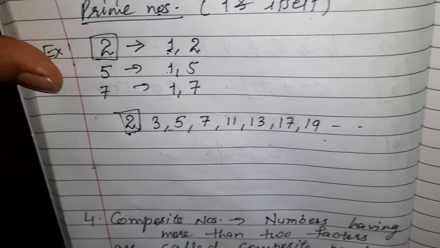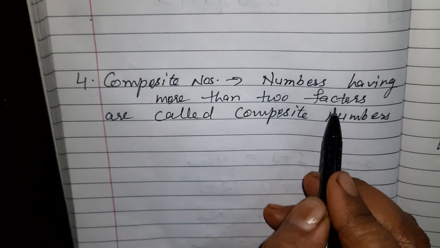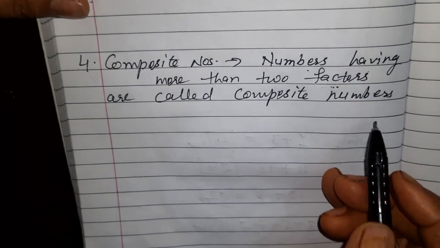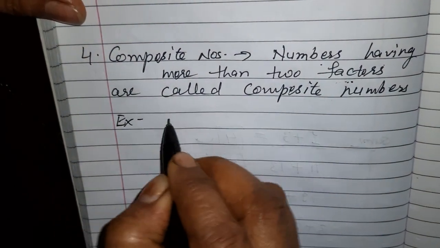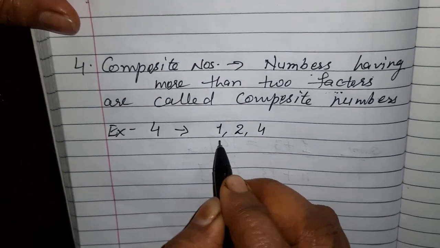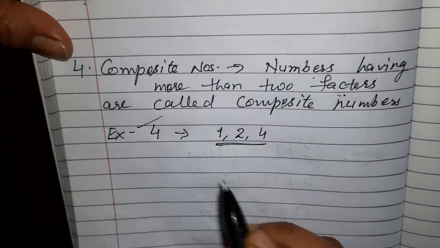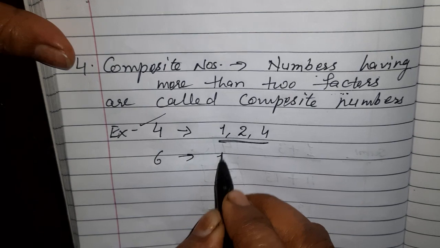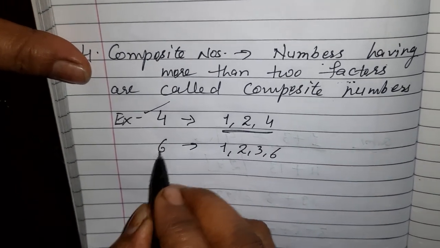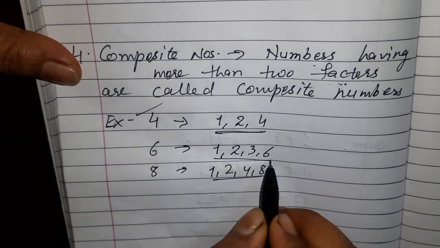Okay, now come to composite numbers. Composite numbers are numbers having more than two factors. What are composite numbers? Let us take the example of 4. What are the factors of 4? 1, 2, 4. See, 3 factors. Since it is more than 2, it is a composite number. Now 6, it also has 1, 2, 3 and 6, 4 factors. Come to 8: 1, 2, 4, 8. All these numbers have more than two factors.